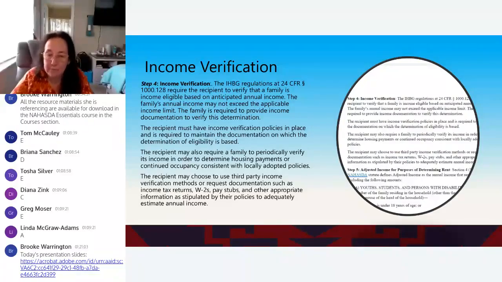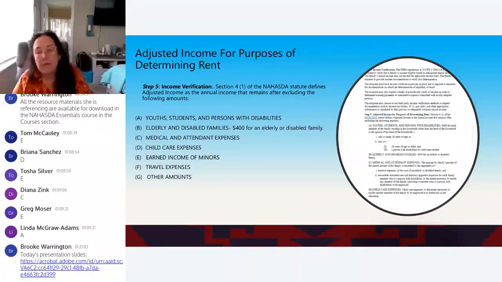You then need to adjust the income verification. Now, these are deductions that you have to give. You can't say if you get this one, you can't have these. You have to give them all, okay? Your dependent deductions for your youth, your student, your persons with disabilities. Your elderly and disabled families, $400 for an elderly or disabled family. There's medical and attendant expenses. Child care expenses up to $1,300 per year per family, not per person.